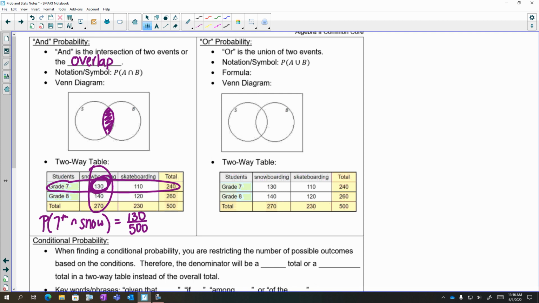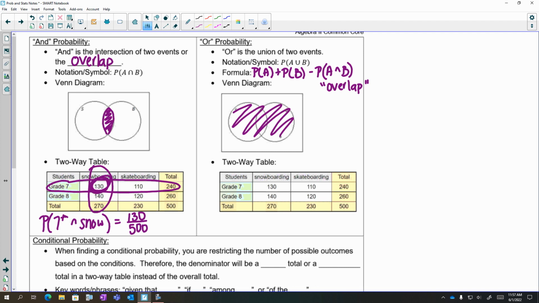For OR, it's the union of two sets. Your symbol is the U. Your formula is the probability of A plus the probability of B minus their intersection, or minus the overlap, if you want to call it that instead. In a Venn diagram, it's both circles combined.